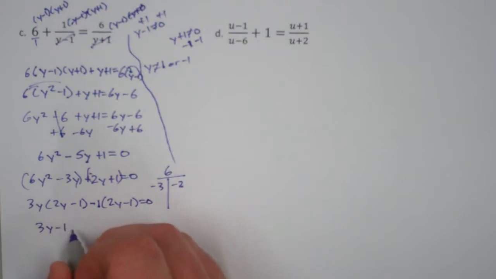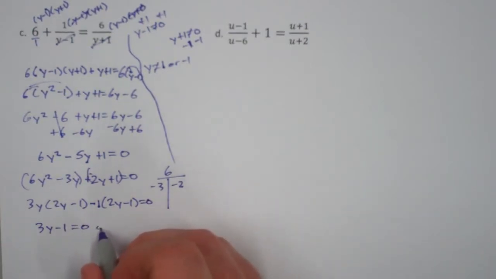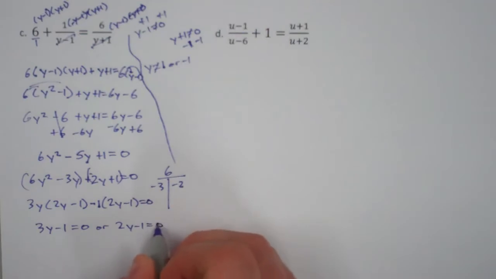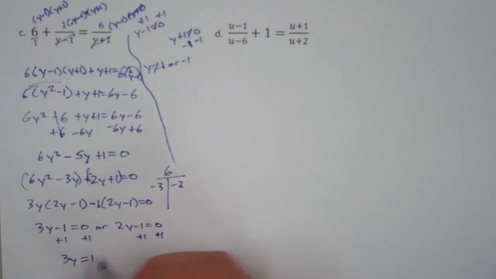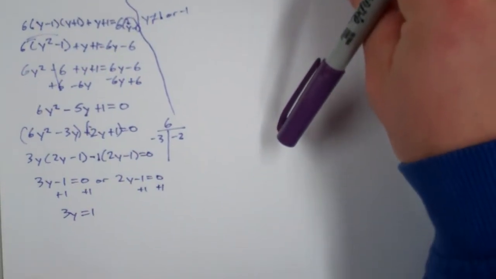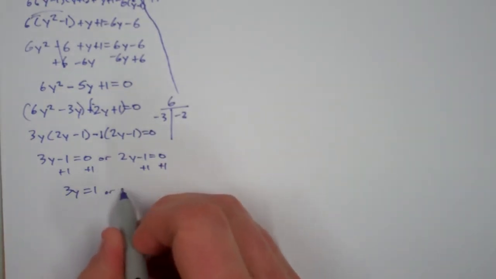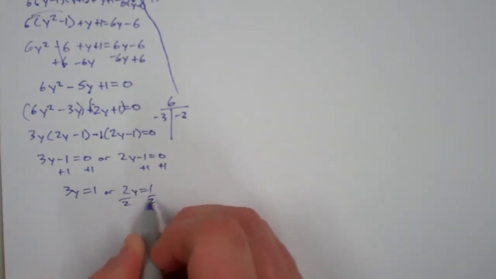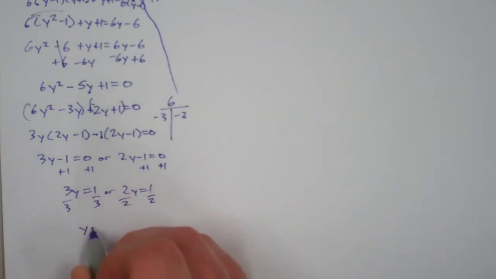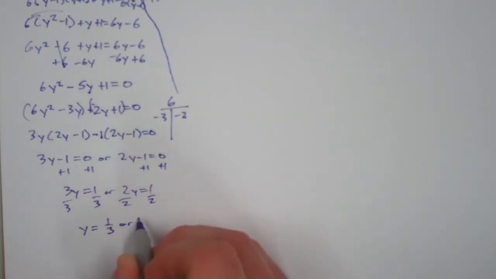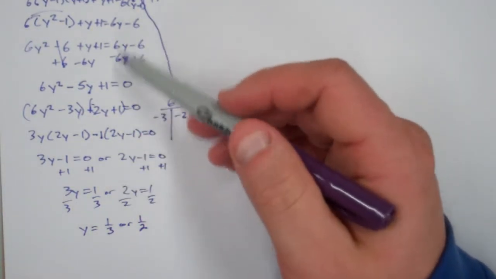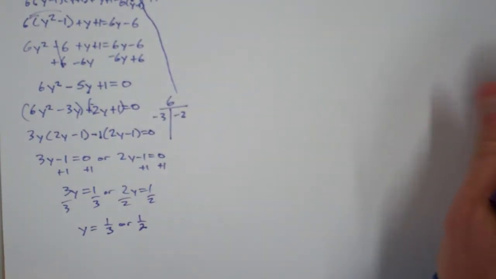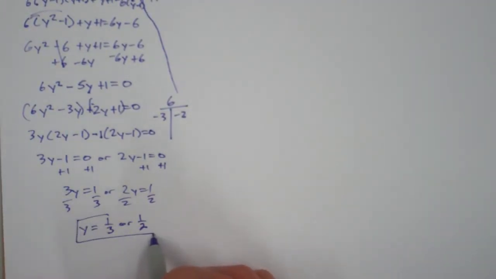So 3y minus 1 is equal to 0, or 2y minus 1 is equal to 0. Adding 1. 3y is equal to 1. Let me move this up a little bit. Or 2y is equal to 1. Divide by 2, divide by 3 here, and we get y to be 1/3 or 1/2. Either one of these is not 1 or negative 1, and this is by no means the only way to solve this problem for sure, but it does work. And we have 2 possible answers for this one.